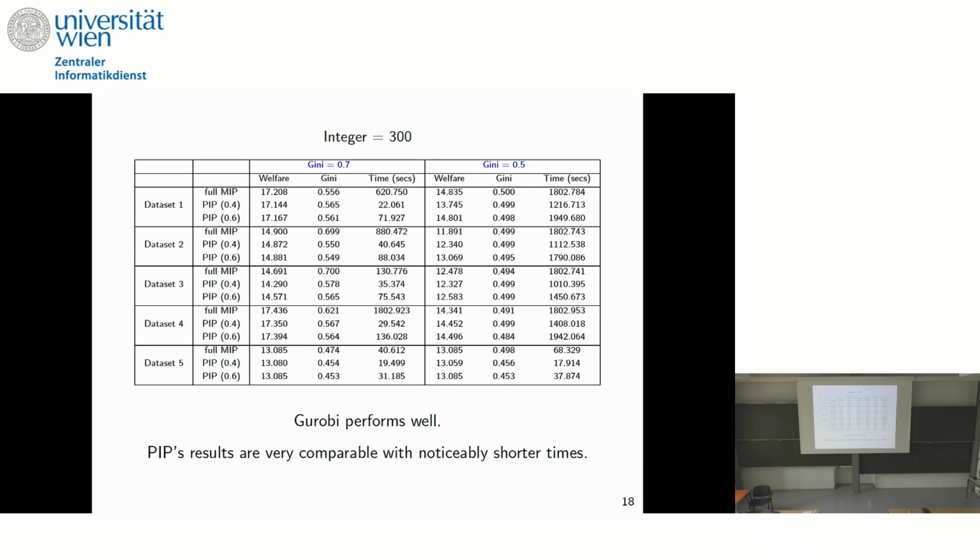For these classification problems with only 300 variables, Gurobi performs pretty well. You can get the globally optimal solution. PIP's results are very comparable, but with noticeably shorter times. There are 5 data sets. The full MIP takes 40 seconds, and PIP 40 means that I keep no more than 40% of the integer variables. You can see that for the full IP on the first data set it is 80 with time 40, and for PIP time is 19, half the time. Same thing here: 68, exact global, 85, 85. Gurobi full IP is 68, and PIP is 37.